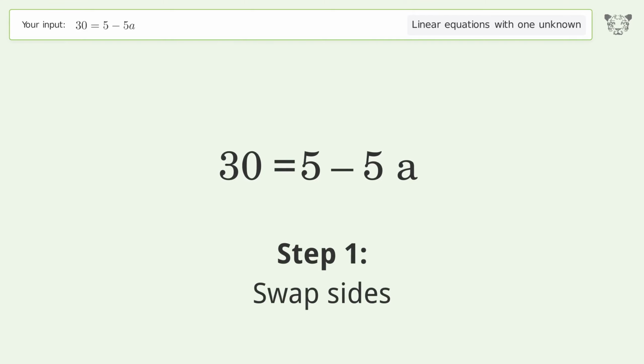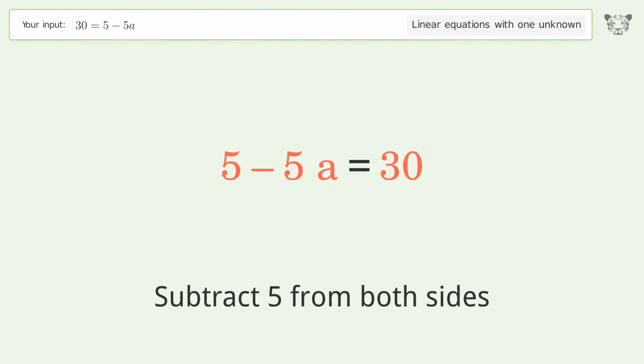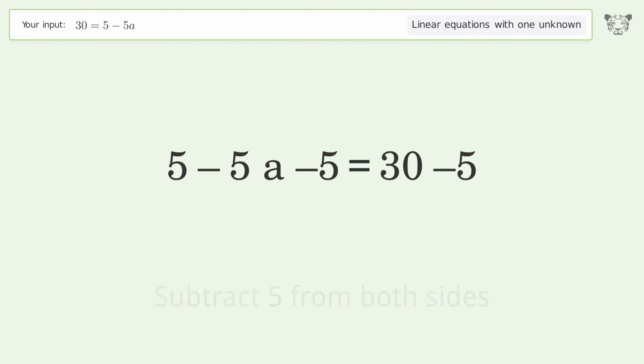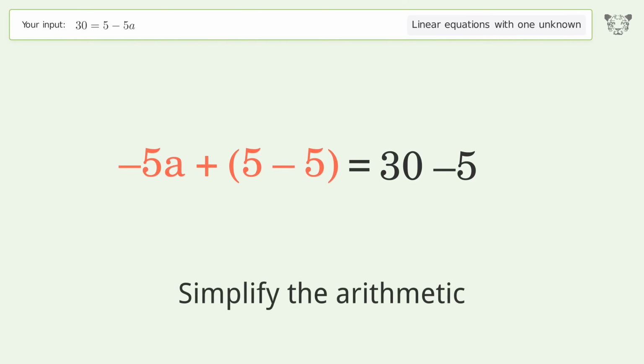Swap sides. Group all constants on the right side of the equation. Subtract 5 from both sides. Group like terms. Simplify the arithmetic.